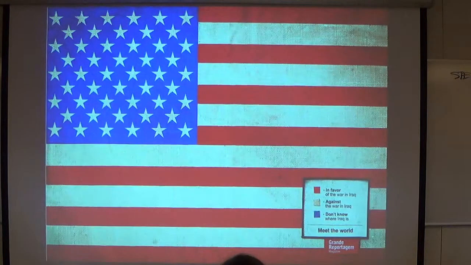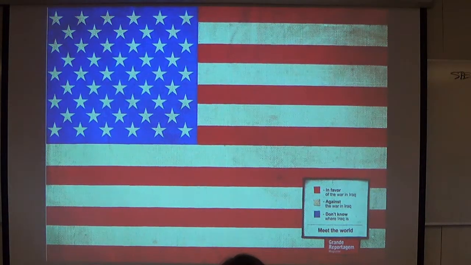One of my favorites, still dated, but still my favorite. Red, in favor of the war in Iraq. White, against the war in Iraq. Blue, can't find Iraq on a map. Yep. It's dated, of course, but I love it. I tested it out with the 244 to see if it's actually true or not. Cool? Okay, good. That's one way of presenting it. Not histogram at all. I mean, you got the stripes, but it's not really histogram.